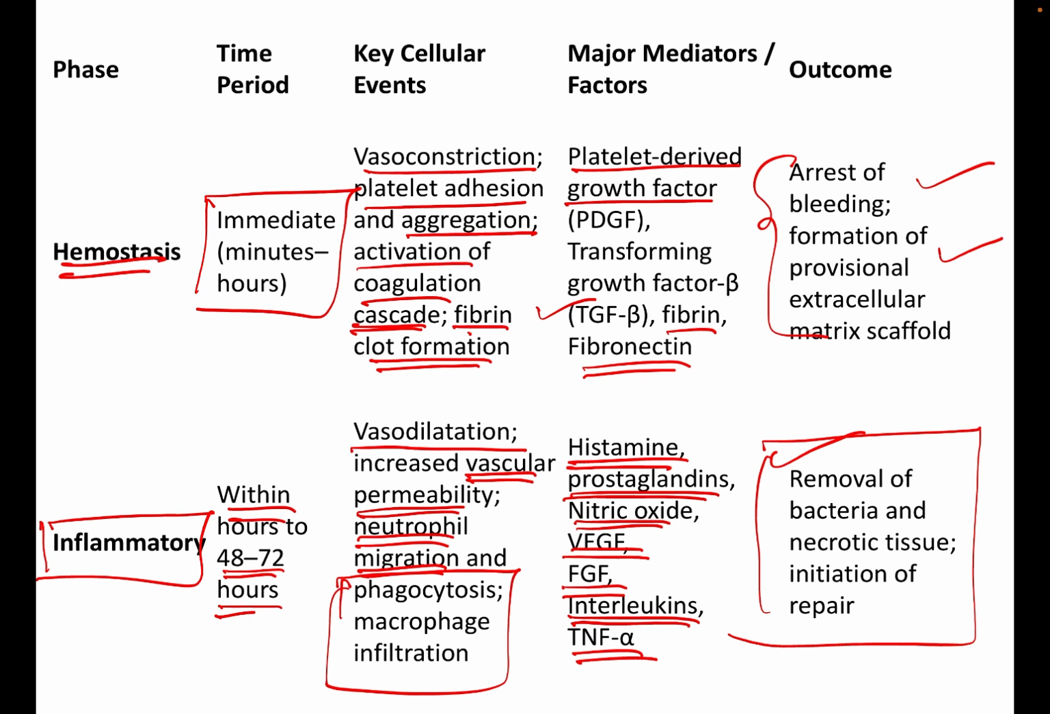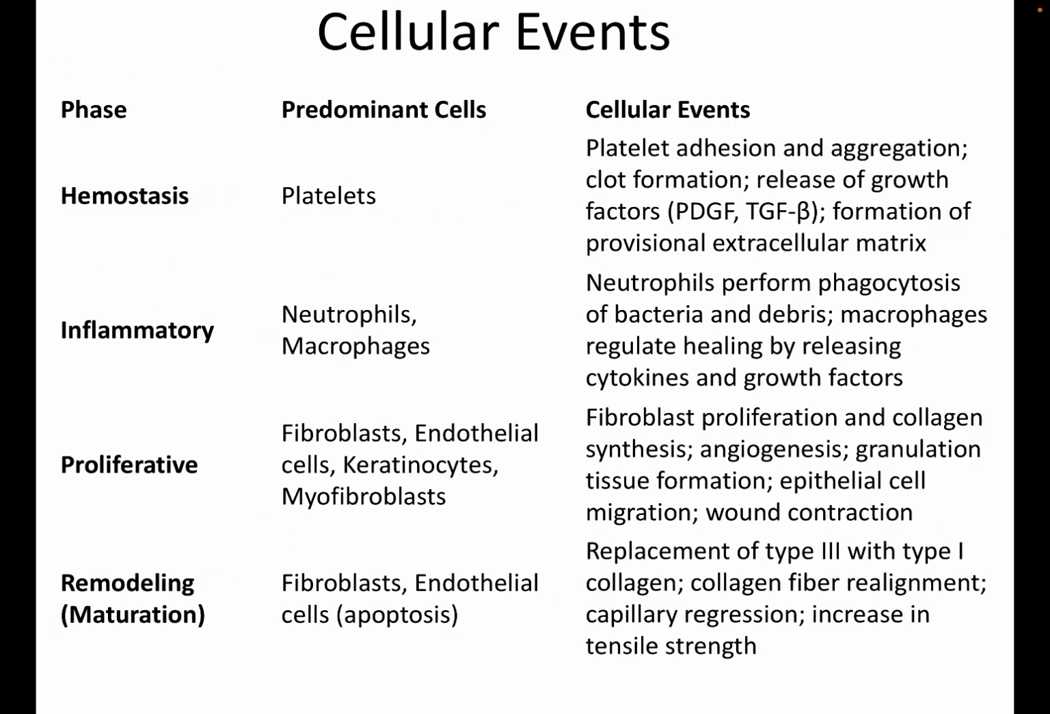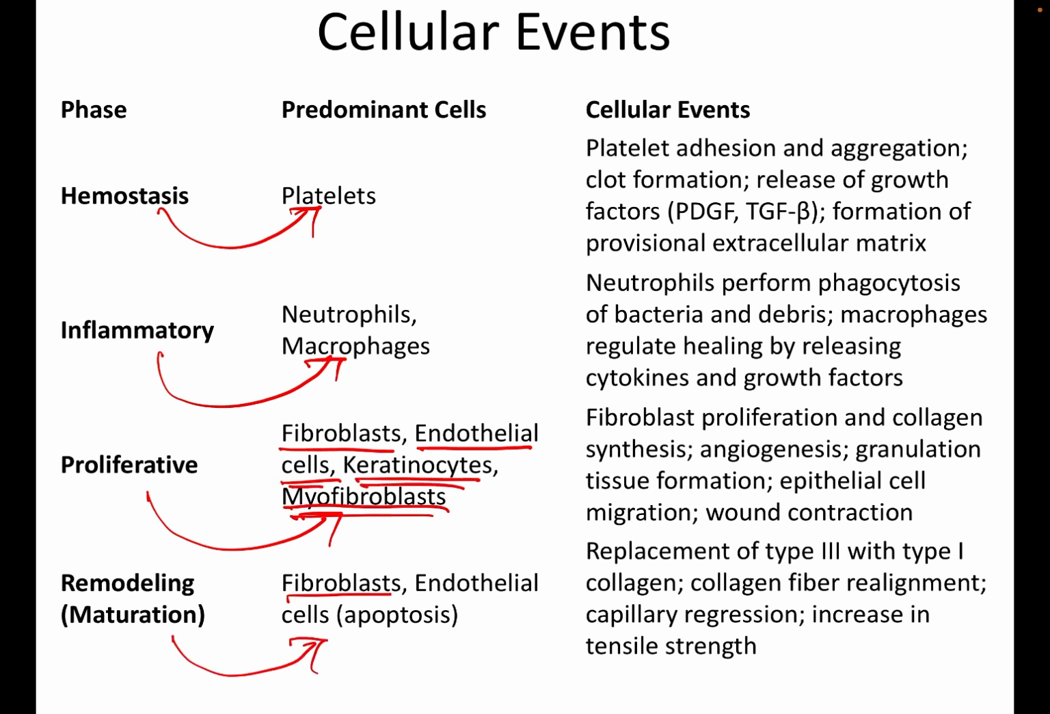So this is how the wound healing process initiates, wherein it will start with the hemostasis phase in the initial minutes to hours, followed by the inflammatory phase, where it is about cleaning the bacteria or other organisms. Then the proliferative phase in 3 to 21 days, followed by the remodeling phase, which we have seen. In hemostasis, the predominant cells are platelets. In inflammation, the predominant cells are neutrophils and macrophages. In proliferation, the predominant cells are fibroblasts, endothelial cells, keratinocytes and myofibroblasts. And in remodeling, it will be fibroblasts and endothelial cells, including apoptosis.